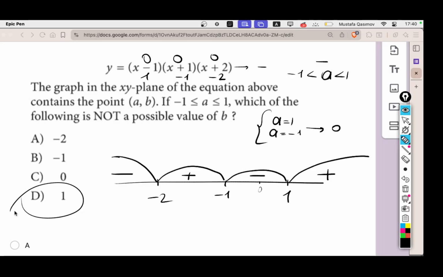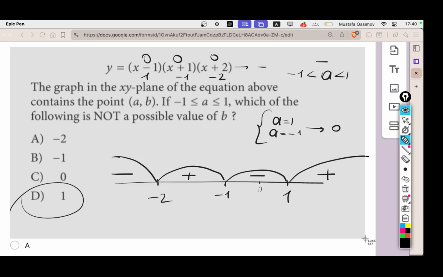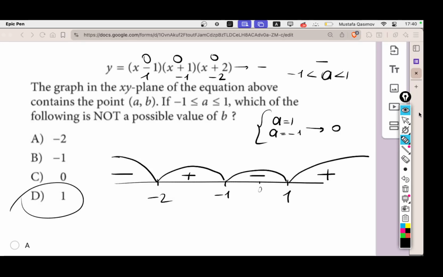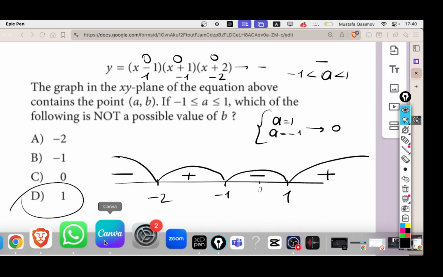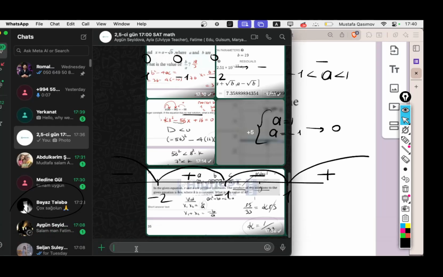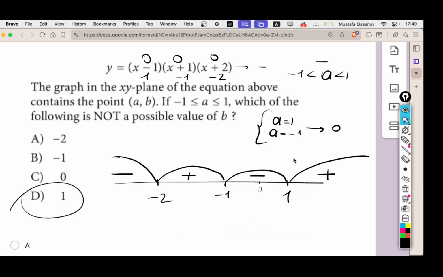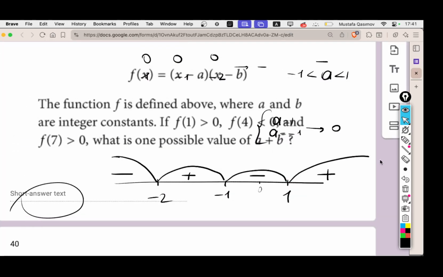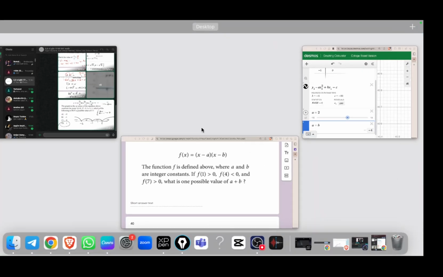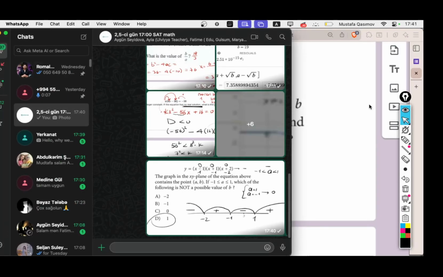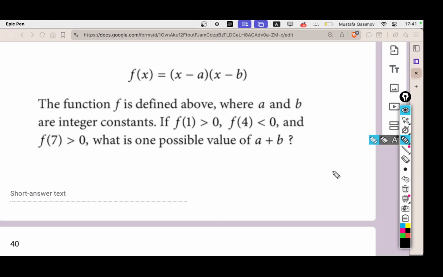I am sending that one to the group. Okay, let's continue with this question. Just wait. Okay, awesome. Okay, this question. Again, same. A and B.